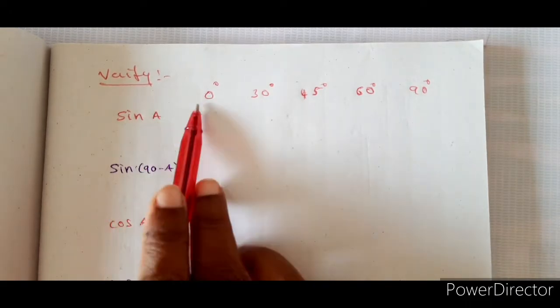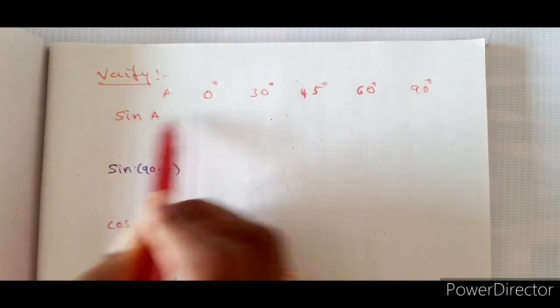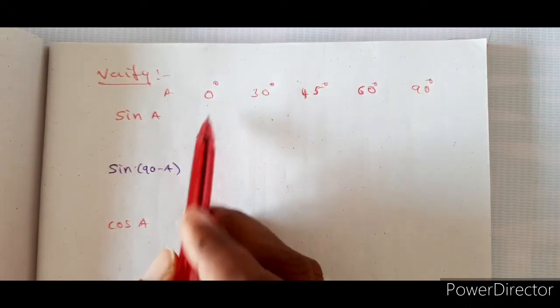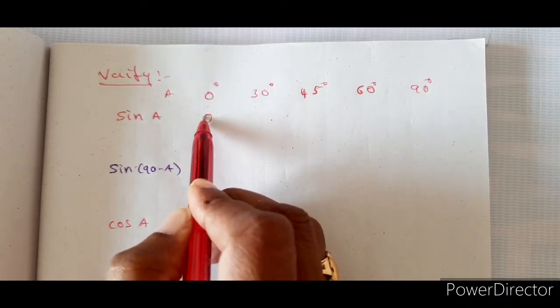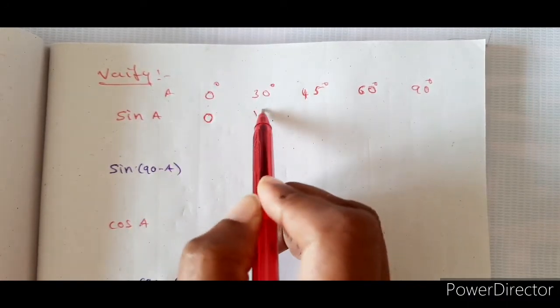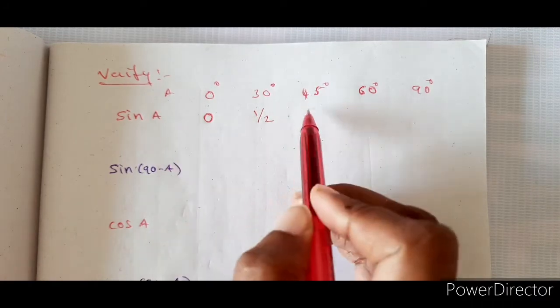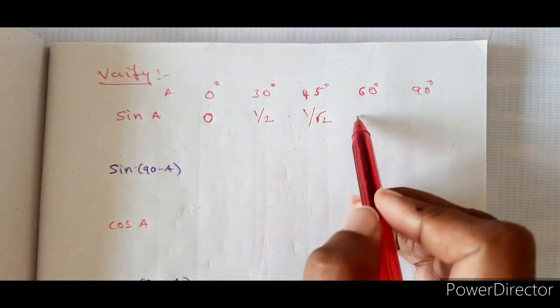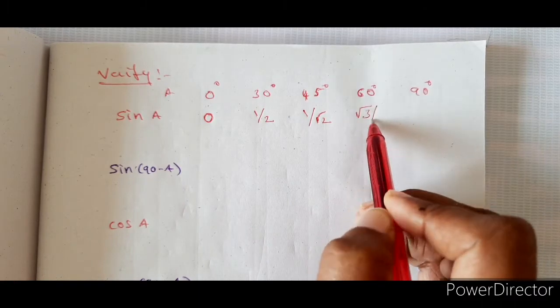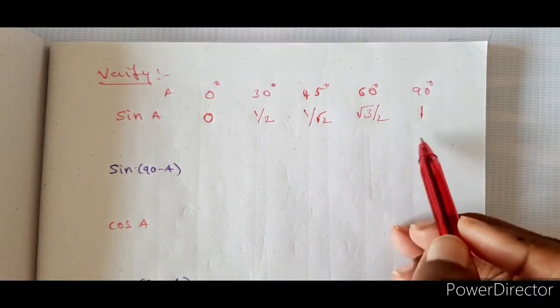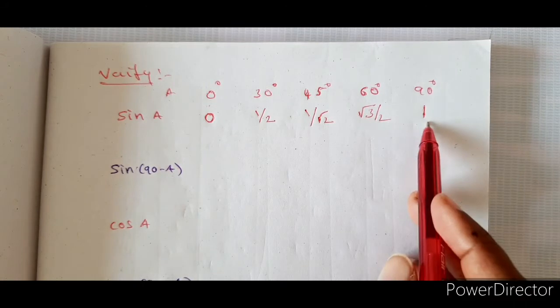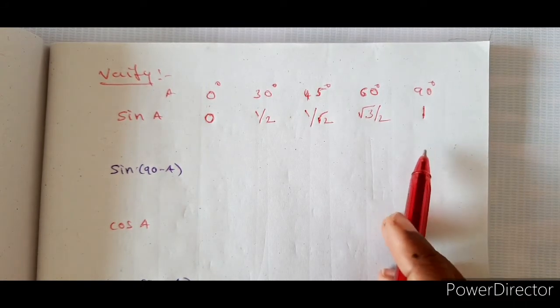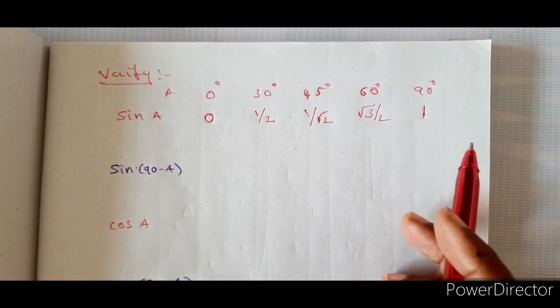Suppose sine A, where A is equal to 0. Sine 0 is 0. Sine 30, 1 by 2. Sine 45, 1 by root 2. Sine 60, root 3 by 2. Sine 90, 1. So these only 5 values are going to rule complete trigonometry.